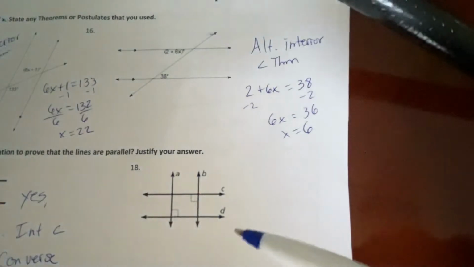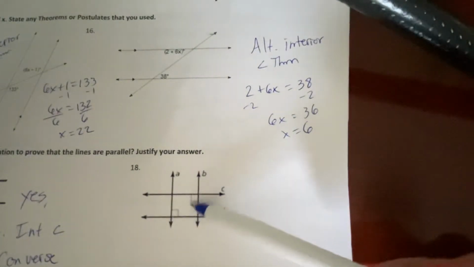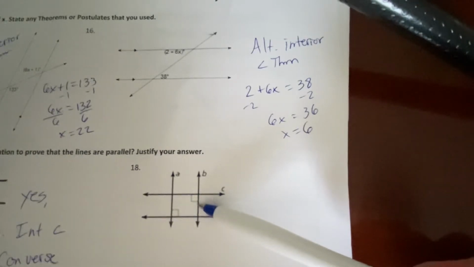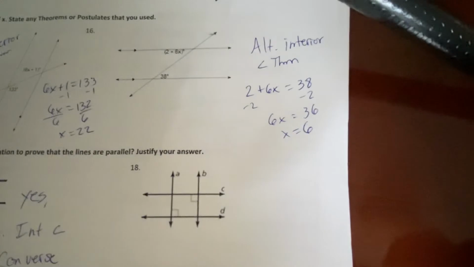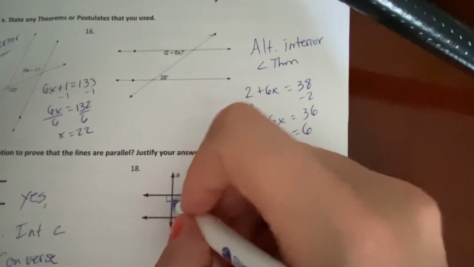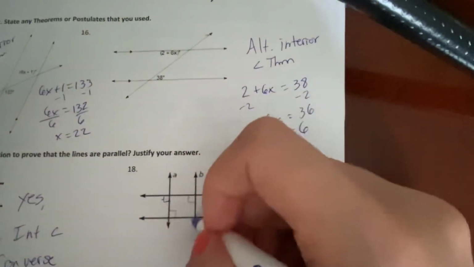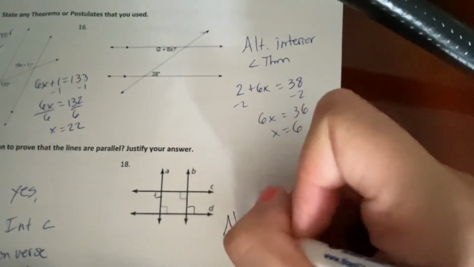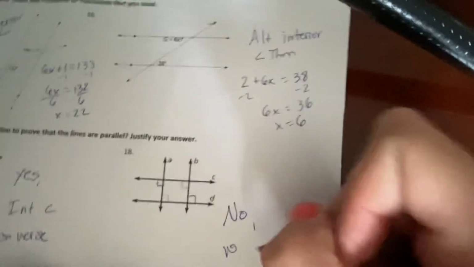Here, we know that these are... in order to prove that these are congruent, I would need to know that these two were congruent or these two, okay? Because we don't know those, you'd say no, not enough information.